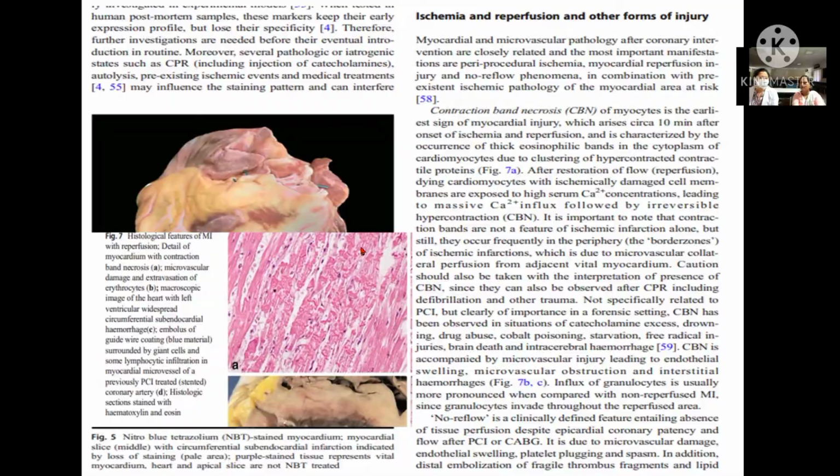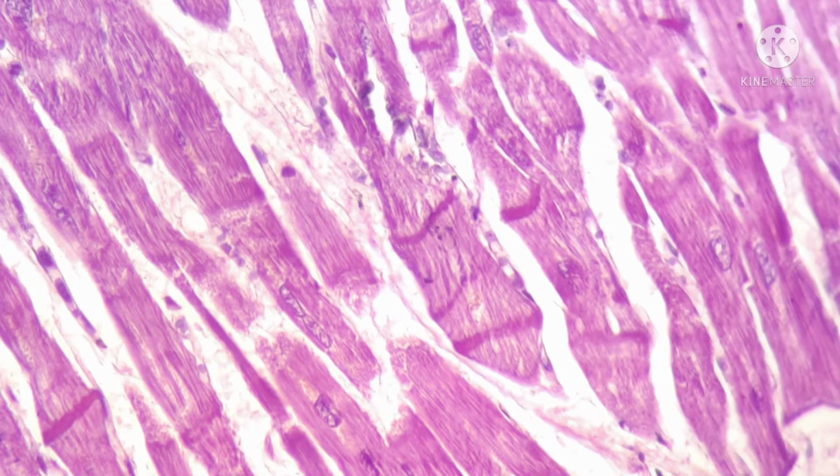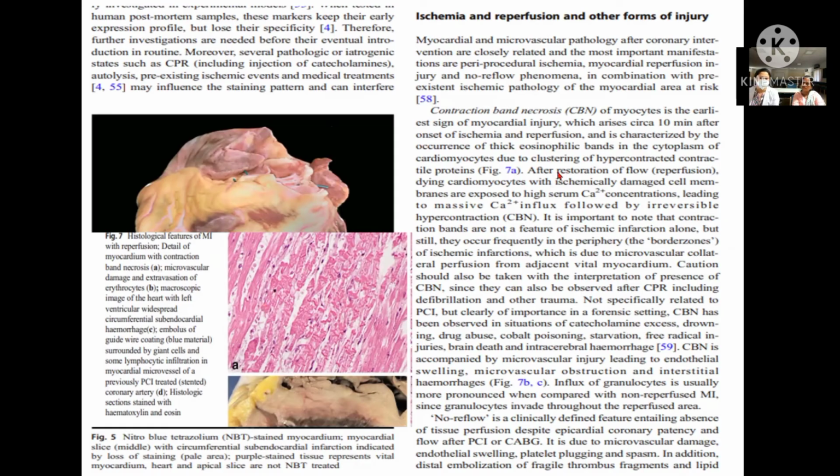But you could see the pictures which we showed from the case were much better. Yeah. So, coming to its pathology, after restoration of flow or reperfusion, dying cardiomyocytes with ischemically damaged cell membranes are exposed to high serum calcium concentrations, leading to massive calcium influx followed by irreversible hypercontraction. So there is irreversible hypercontraction. Yes, that is what we are seeing, so well seen even in light microscopy, H and E stained sections. Yeah, that's why we are seeing those bands.